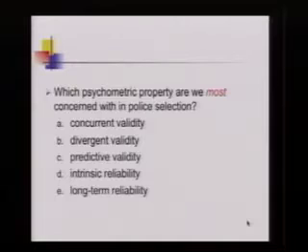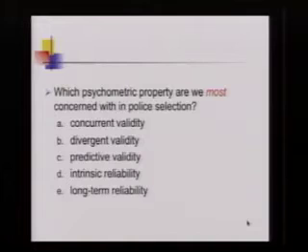Anyway, which psychometric property are we most concerned with in police selection? Okay, so when we select a police officer, we want to make sure these individuals will do well in the future, right? They'll perform well as police officers. We're concerned with a lot of these, but again, it's the most. There are often going to be two alternatives that are close, but there's one that is the most correct. So the correct answer is C, predictive validity.